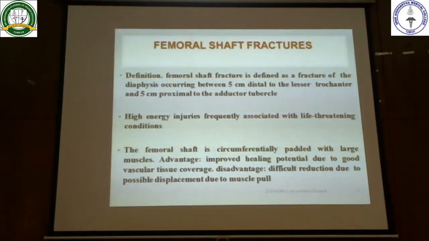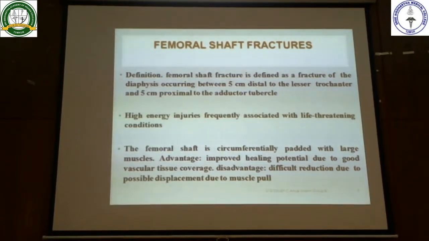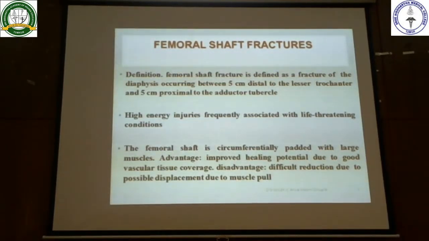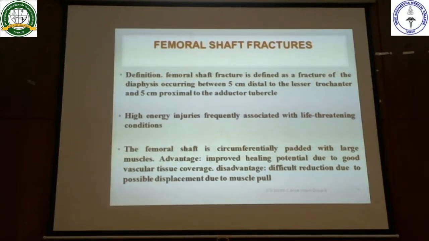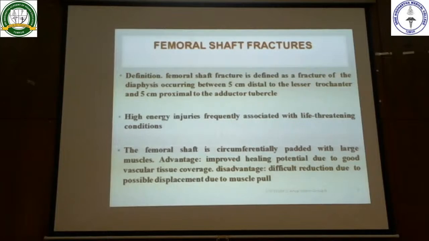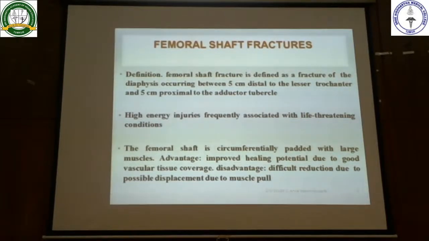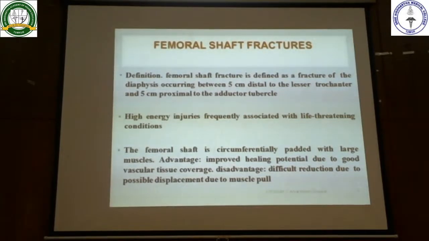One important and interesting point to note here is the femoral shaft is usually circumferentially padded with large muscles, as we have already seen in that small diagram regarding the muscles. There's a lot of muscular attachment around the shaft of the femur. So that acts as an advantage as well as a disadvantage. The advantage here is it provides improved healing potential due to the good vascular tissue coverage, because along the muscles you'll also have a good vascular supply.